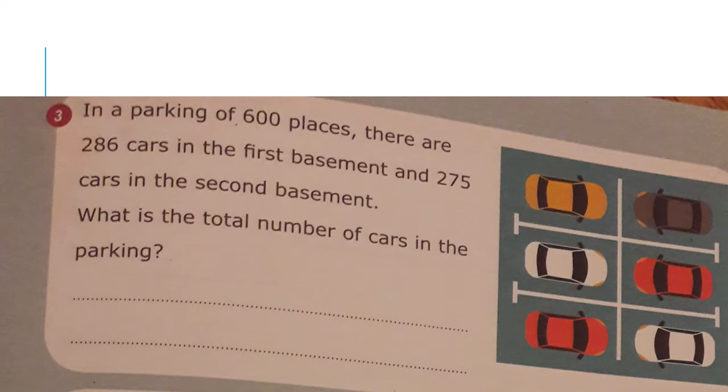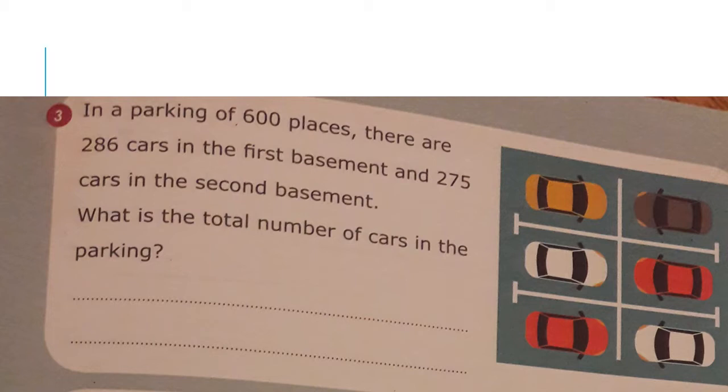Number 3. In a parking of 600 places, there are 286 cars in the first basement and 275 cars in the second basement. What is the total number of cars in the parking? In this parking, I have 600 places for the cars. In the first basement, 286 cars are already parked. And in the second basement, 275 cars are already parked. They are asking me about the total number of cars in the parking.